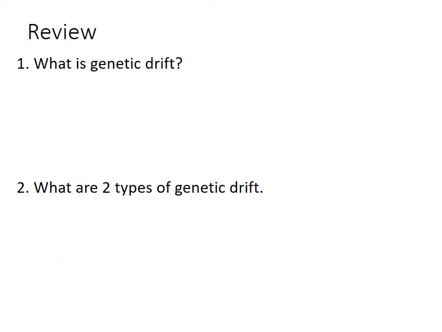So what is genetic drift? Genetic drift is just a change in allele frequencies due to random chance. And the two types of genetic drift we talked about are founder effect and bottleneck effect.